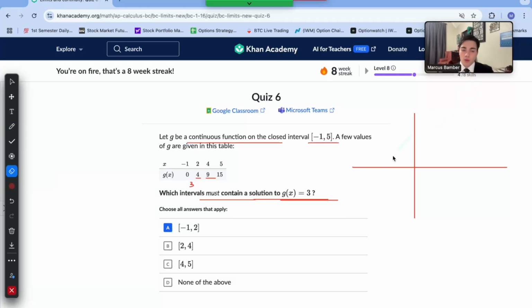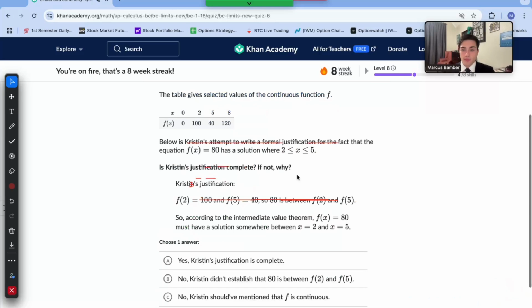And since it is not between the two values 4 and 9, 3 is not between 4 and 9, we cannot use the intermediate value theorem to prove that the function must contain a solution to y is equal to 3. And that last one here, from 4 to 5, is 3 in between 9 and 15? Once again, not the case. 3 is not in between those two values. So only A is the correct answer with this one.